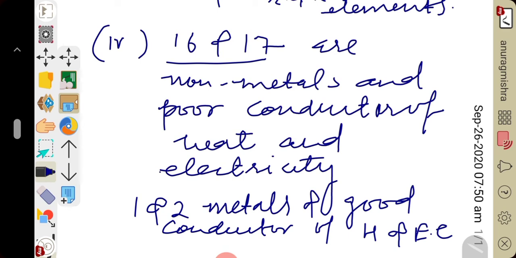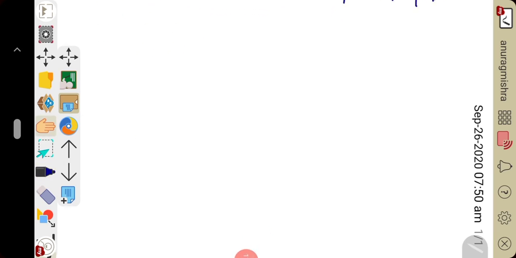The main characteristic property of representative elements, though their properties are very broad, but here in 9th class, in brief, we have to discuss the main properties, that we have done. Okay, now come to the characteristic property of transition elements. Second type I told you all, transition elements.